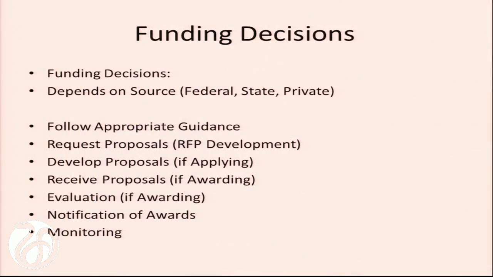The funding decisions, I mentioned a little bit about this because it's really dependent on the source, whether it's federal, state, or private. More often than not, it's a combination of those. And how do we decide on these funding? What are the appropriate guidelines we have? What proposals should be put forth? What do we develop? How do we award them? And how do we evaluate the effectiveness of those proposals that have been put out there? And importantly, how do we monitor this in the future?